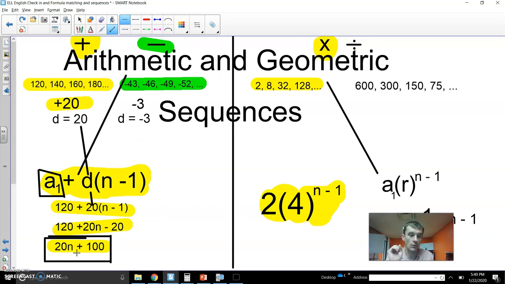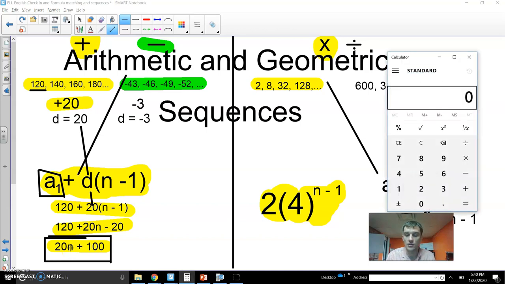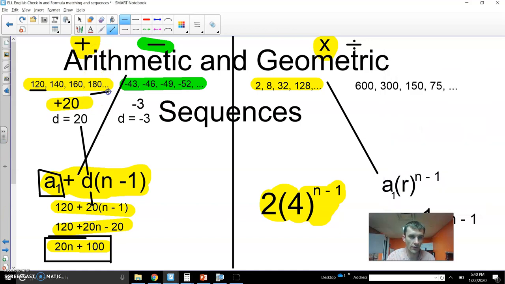So if you want to plug in 1, 20 times 1 is 20, plus 100, that gives you 120 for the first value. Or you could plug in 2. You could say I want to do 20 times 2, that'd be 40, plus 100, that would be 140, the second number. That fourth number, 20 times 4, sorry, I mistyped that. I knew I did. 20 times 4 would be 80. And then let's add that 100 that's in the formula, 180. And again, that is the last value, the fourth number.